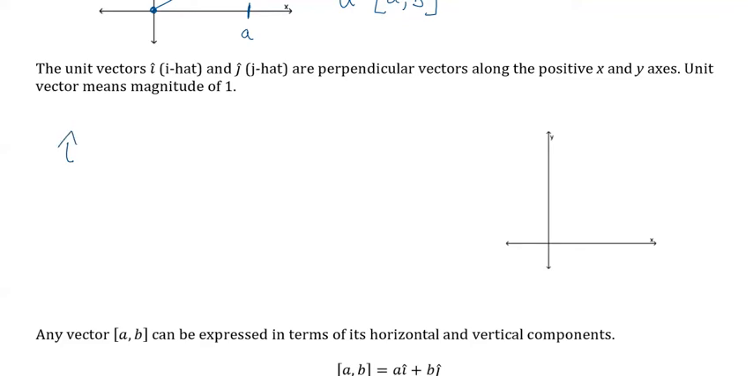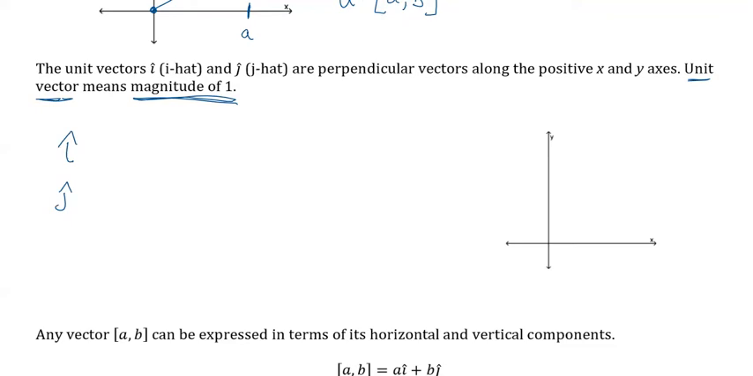Like, no creativity in mathematics. Okay, so i hat and j hat are drawn like that. And they are perpendicular to each other, is what this means. And they are, by definition, i hat and j hat along the positive x and y axes. And a unit vector means magnitude of 1. So there are other unit vectors that point in all directions, but i hat and j hat are special ones. And they're alphabetical. So x then y, i then j. i is the one along the x-axis, j is the one along the y-axis.